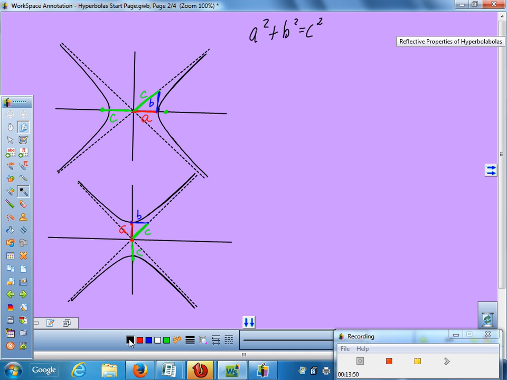I'm going to tell you the formula of a hyperbola. What's different on it than an ellipse? So there's not much.